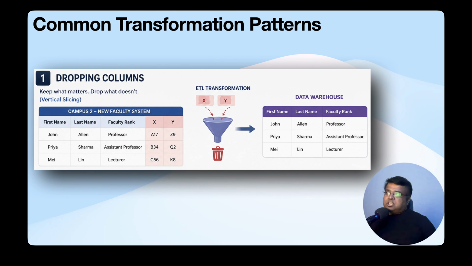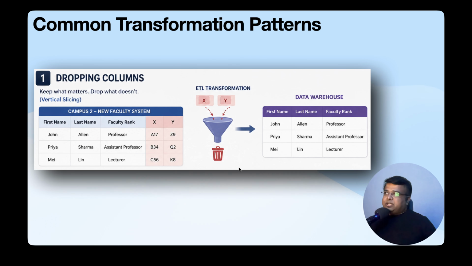So just because the source system stores that information does not mean our data warehouse needs to store it as well. If those columns are not going to help us in reporting, dashboards, or business intelligence, there's no point carrying them around. So during the ETL process, we simply ignore those columns. We still put in useful data like names and ranks, but we drop the unnecessary fields before storing the data in the warehouse, and that is basically called vertical slicing, removing certain columns while keeping the rows.